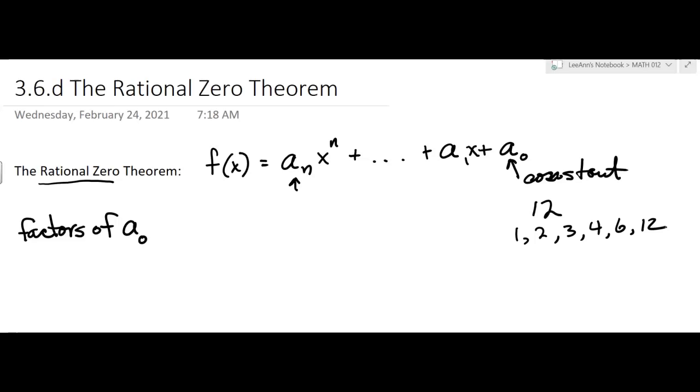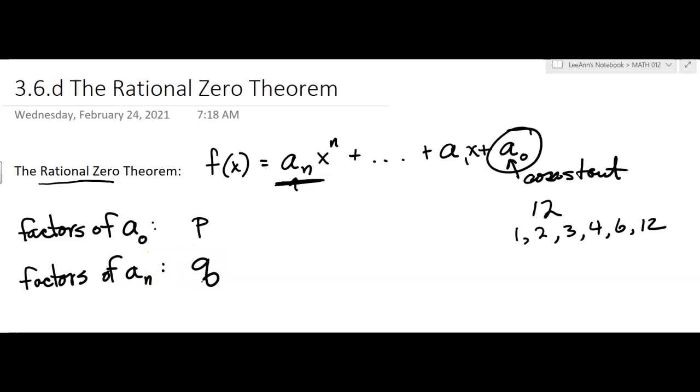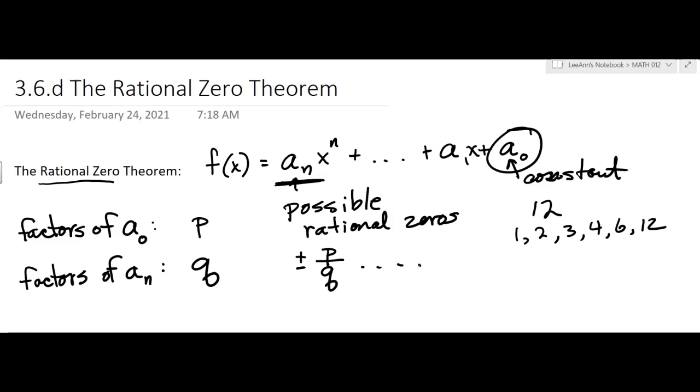So you're going to find the factors of the constant. We call those p. Then you're going to do the factors of the leading coefficient, so the factors of a sub n. We call those q. Okay? And then the possible rational zeros are any p over any q, and then you do plus or minus for each of those, okay? So there'll be several of them. Sometimes there's only 2 possibilities, but usually there's more.